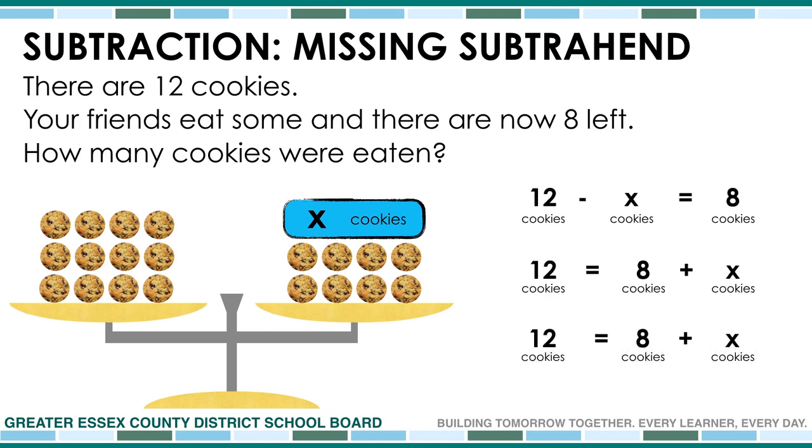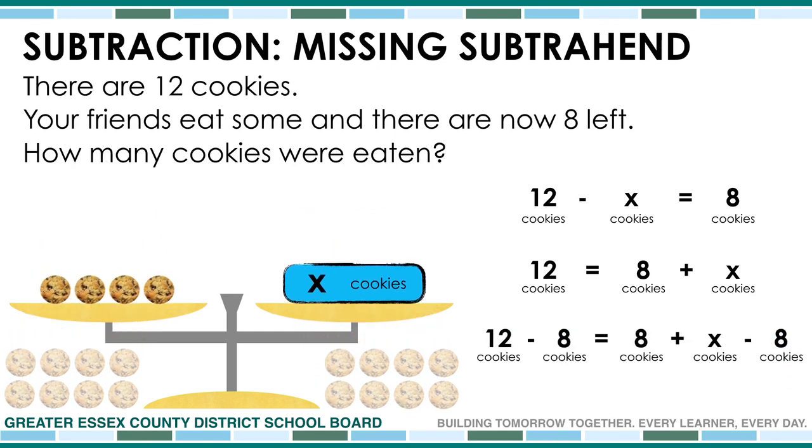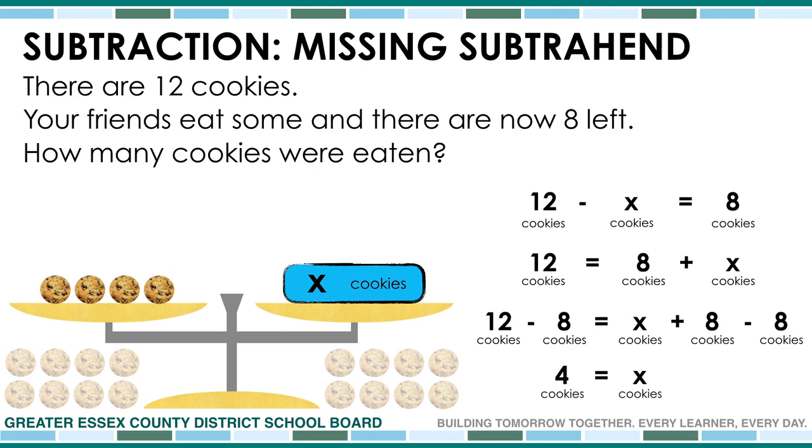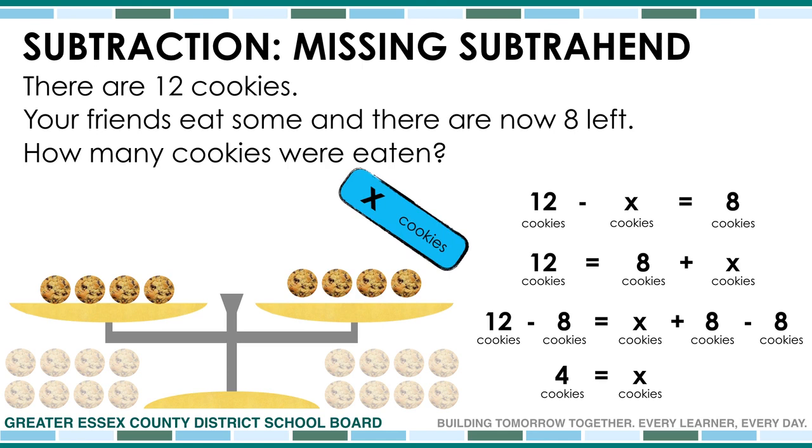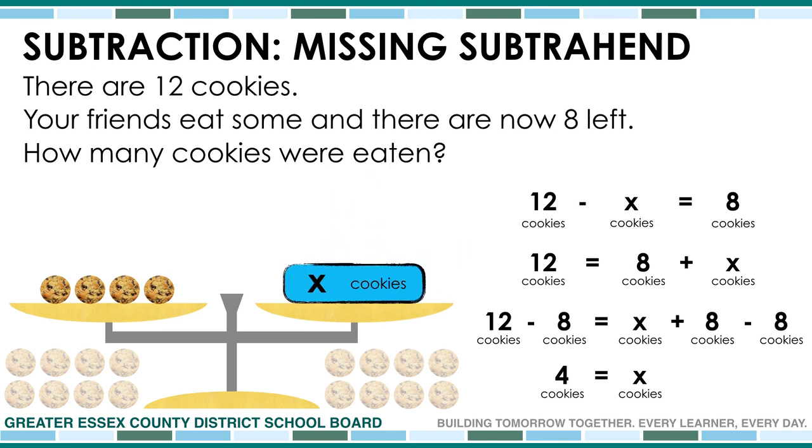So let's take a look at what we can do here. If we were to remove a single cookie from either side of the scale, then the scale would go out of balance. So for every cookie I remove on one side, I have to remove the same number of cookies on the left. So if we were to actually remove 8 cookies from the right and 8 cookies from the left, we'll actually see that all that's left on the scale is 4 cookies on the left. And since it's still in balance, we know that the missing value, the missing number of cookies, must be 4. So this is just one other way that we could solve this particular problem.